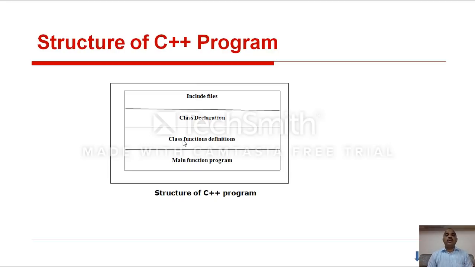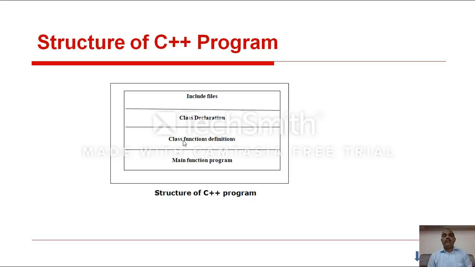Here include files. Next one is the class declaration. In C++ programming, there are OOPS concepts. The first one is the class. Here, simply, this is the class declaration section. What is a class? A class is nothing but a collection of members and member functions. A set of members and member functions, that is called a class. Next one, class function definitions.